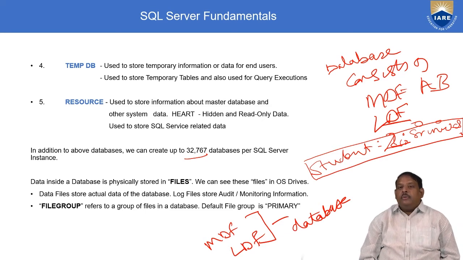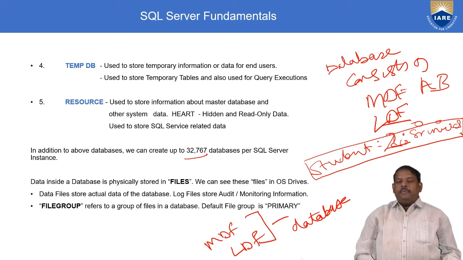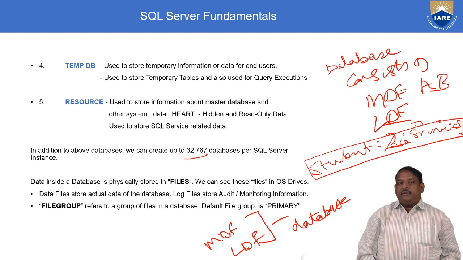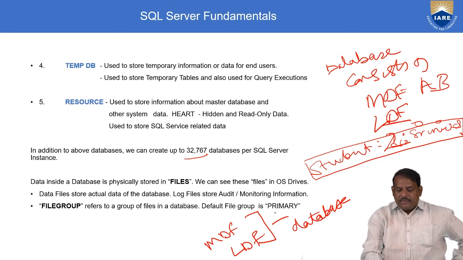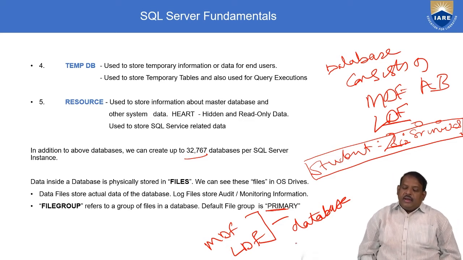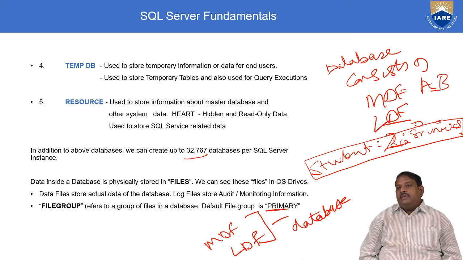The default file group is primary. What is a file group? A file group is a group of files in a database. The default file group is primary. Okay. So we have seen a database will have two files, that is the data file and the log file. The data file is the MDF file. The log file is the LDF file.